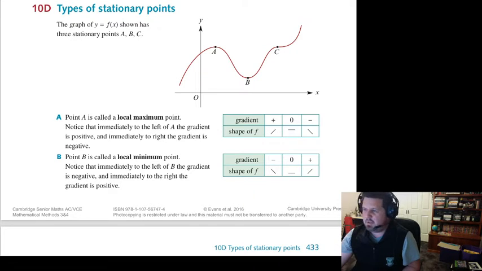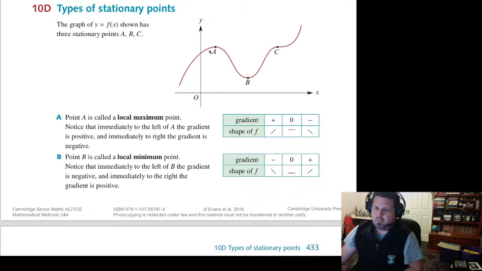Let's jump straight in and continue with stationary points, and this time looking at the nature of the stationary points. As you can see here, let's say you had a function that looked like this. You can classify the type of stationary point depending on what's happening either side of it. Recall, a stationary point is where the gradient is 0, there's no slope. We've got some stationary points listed here.